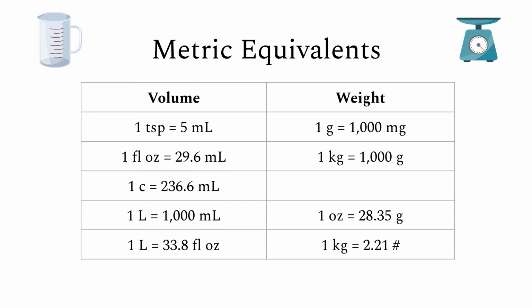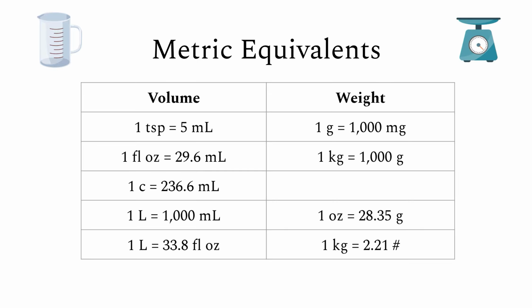So here are some of our metric equivalents. We already saw this before, but 1 teaspoon is 5 milliliters. 1 fluid ounce is 29.6 milliliters. 1 cup is 236.6 milliliters. 1 liter is 1,000 milliliters. See how easy that was? And 1 liter is also equal to 33.8 fluid ounces. So just over a quart, because 1 quart is 32 ounces and 1 liter is about 1.8 more fluid ounces.